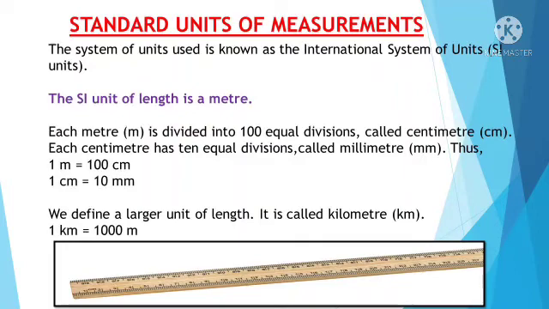1 meter is equal to 100 centimeters. 1000 meters equals 1 kilometer. So these all are the conversions of units. Depending upon the measurements of small objects or large objects, we use different types of units.